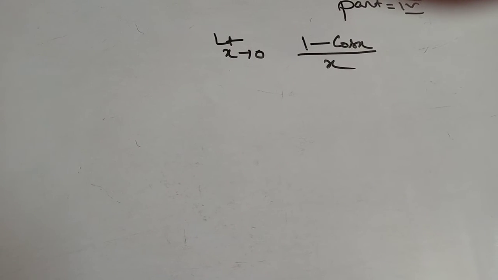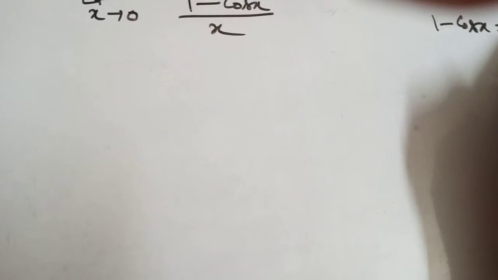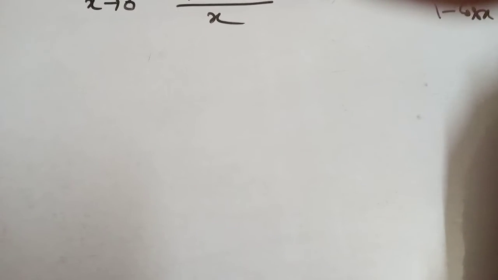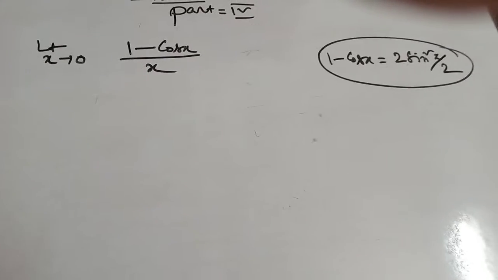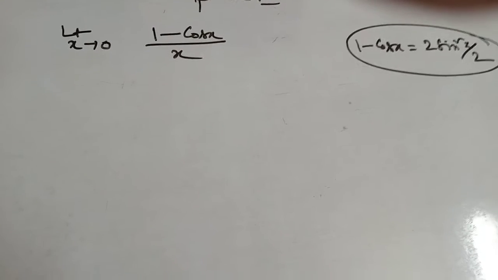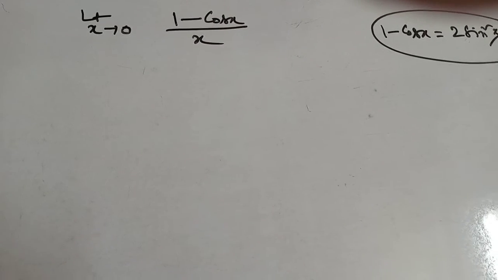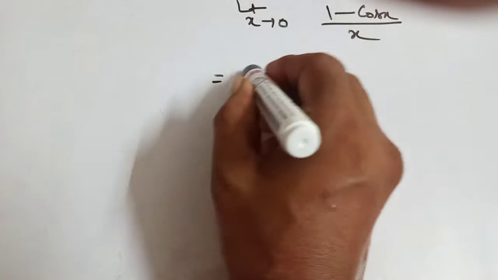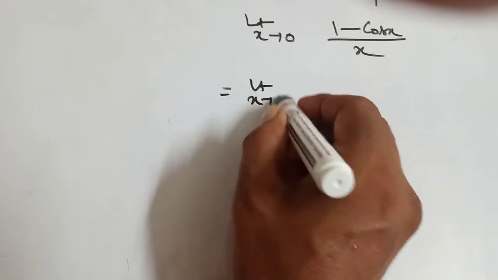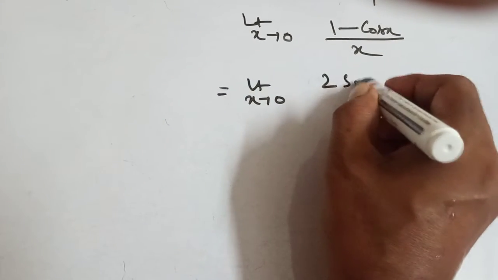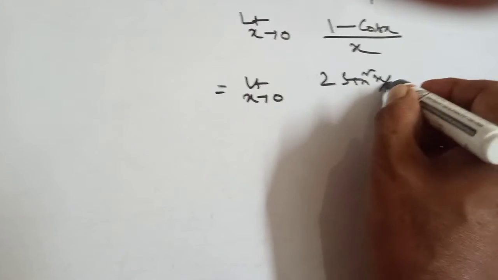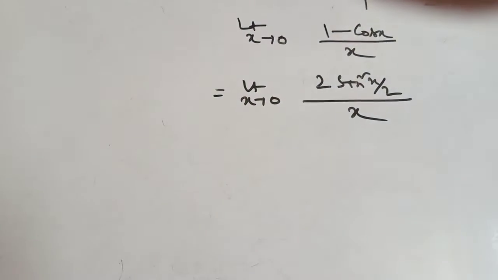At first you write 1 minus cos x equal to 2 sin square x by 2. This is the important formula of submultiple angle. 1 minus cos x means 2 sin square x by 2. Now put the formula. Limit x tends to 0, this is 2 sin square x by 2 by x.